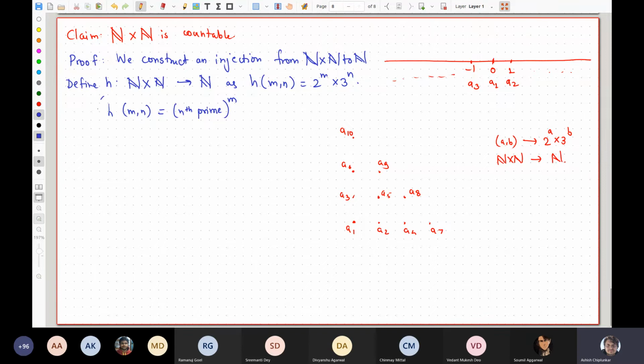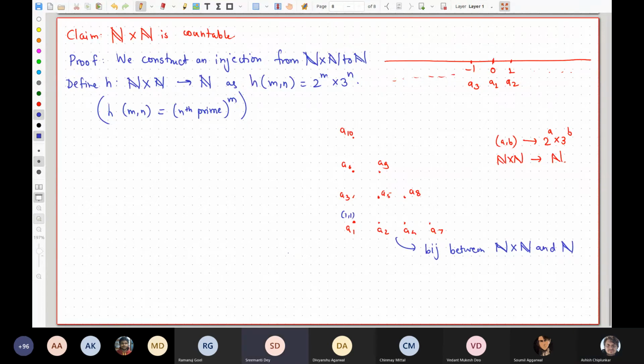Yeah. So this is the other possible way, right? I forgot the name, I'm sorry. So this idea actually gives a bijection between N cross N and N. Right? So what was this idea?